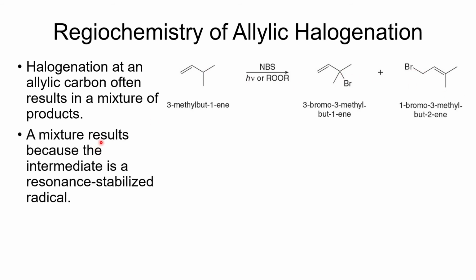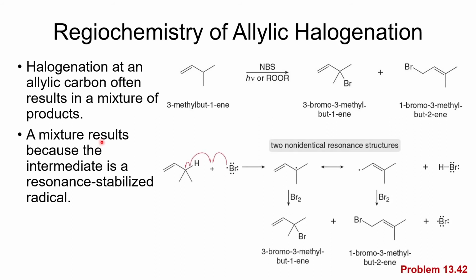The reason for this is that we have to look at that resonance stabilized radical intermediate. So here is the radical that we form when we abstract. It's an allylic radical, and it is resonance stabilized. If the bromine reacts with carbon 3, we end up getting the 3-bromo-3-methylbut-1-ene, and if it reacts with carbon 1, we end up getting the 1-bromo-3-methylbut-2-ene.